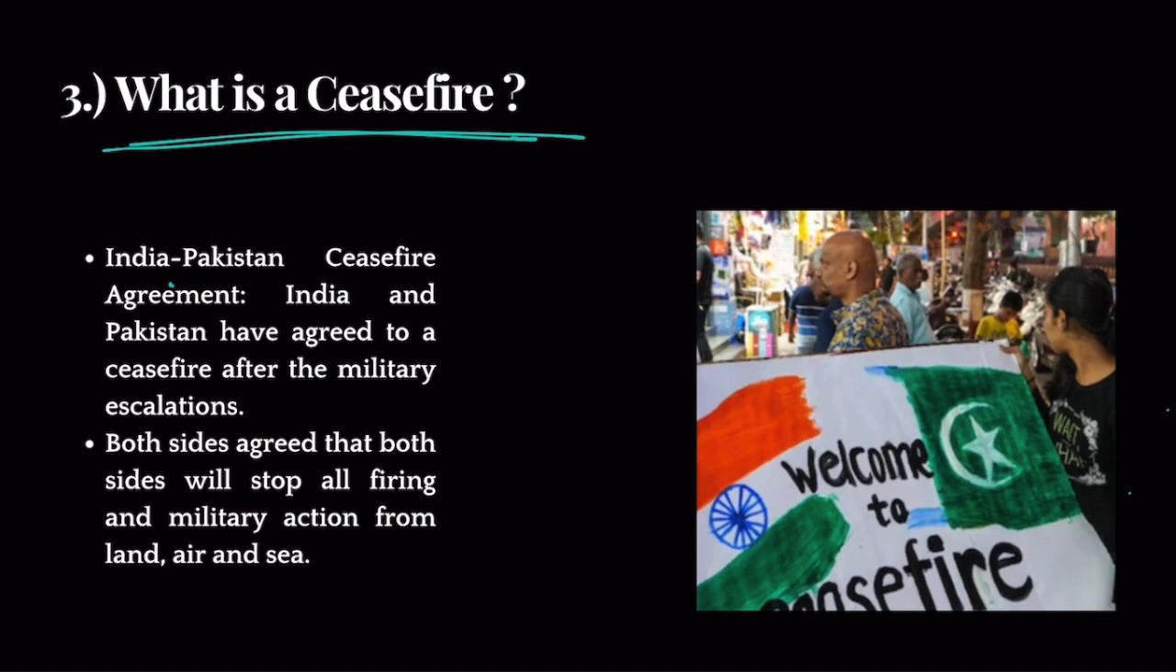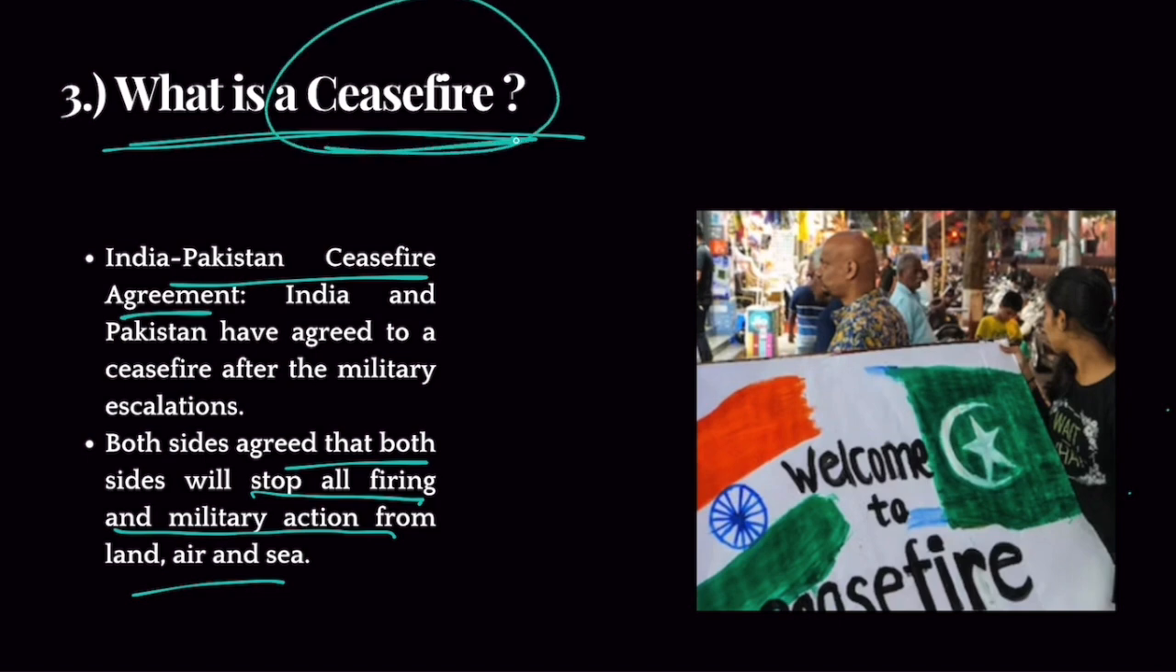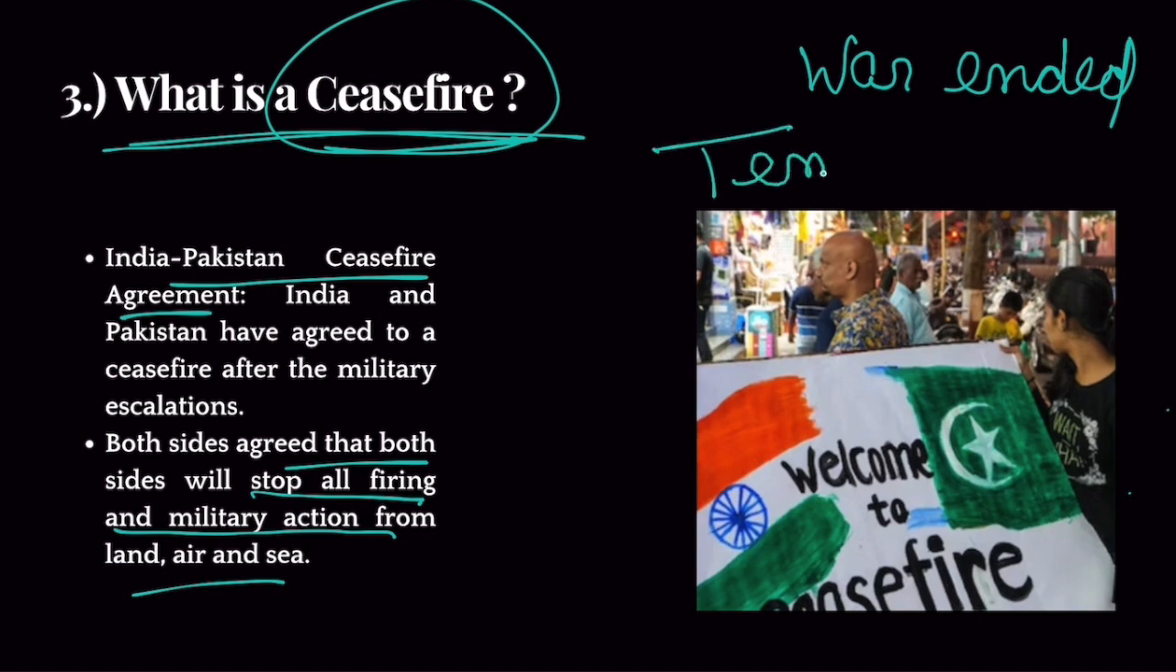So, as you know, India and Pakistan recently concluded a ceasefire agreement. Both sides agreed that they will stop all firing and military action from land, air, and sea. The question is, what is a ceasefire? Does it mean that the war has ended, or is it a temporary arrangement? The answer is it is a temporary arrangement. Till the time we do not finalize any agreement, we will stop fighting with each other. This is what ceasefire means.